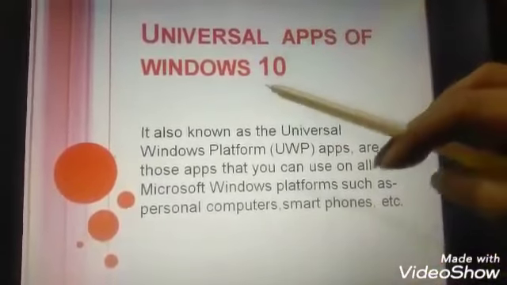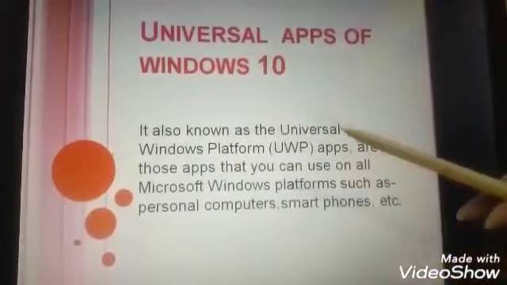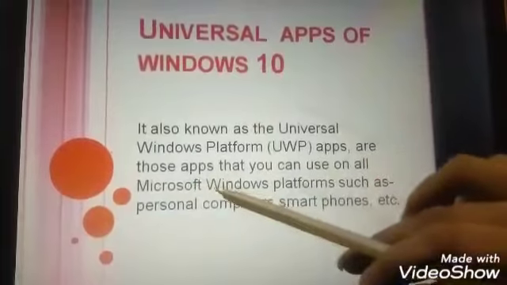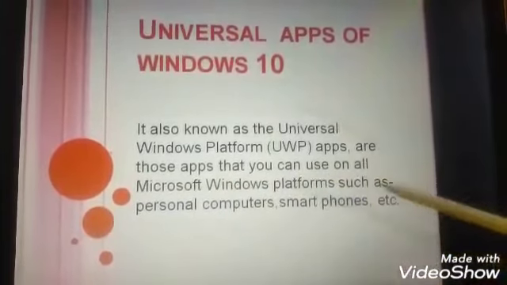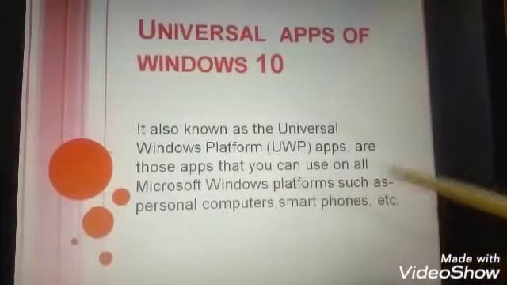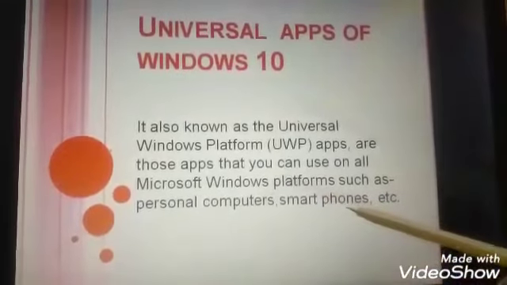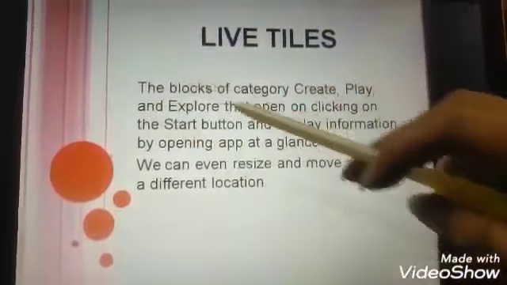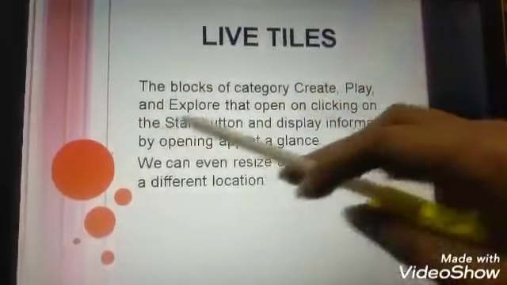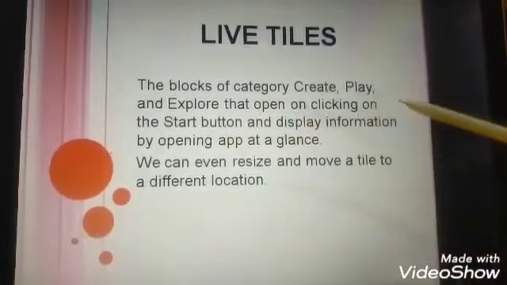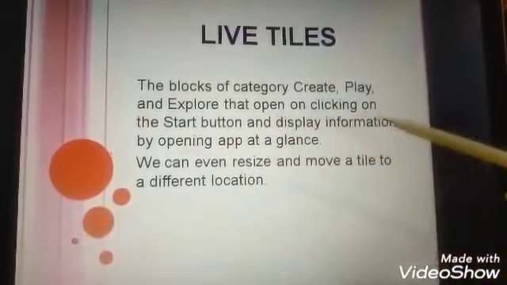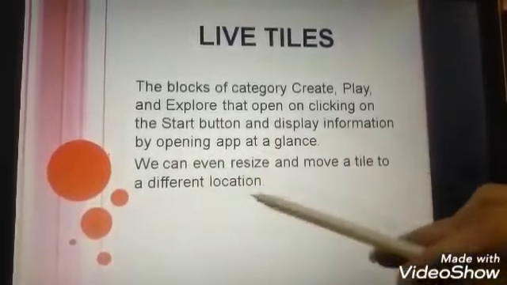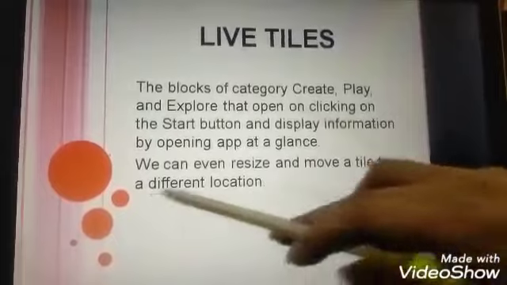Universal apps of Windows 10. It is also known as the Universal Windows Platform apps. These are those apps that you can use on all Microsoft Windows platforms such as personal computers, smartphones, etc. Live tiles. Live tiles are the blocks of category create, play and explore that open on clicking on the start button and display information by opening the app at a glance. We can even resize and move a tile to a different location.